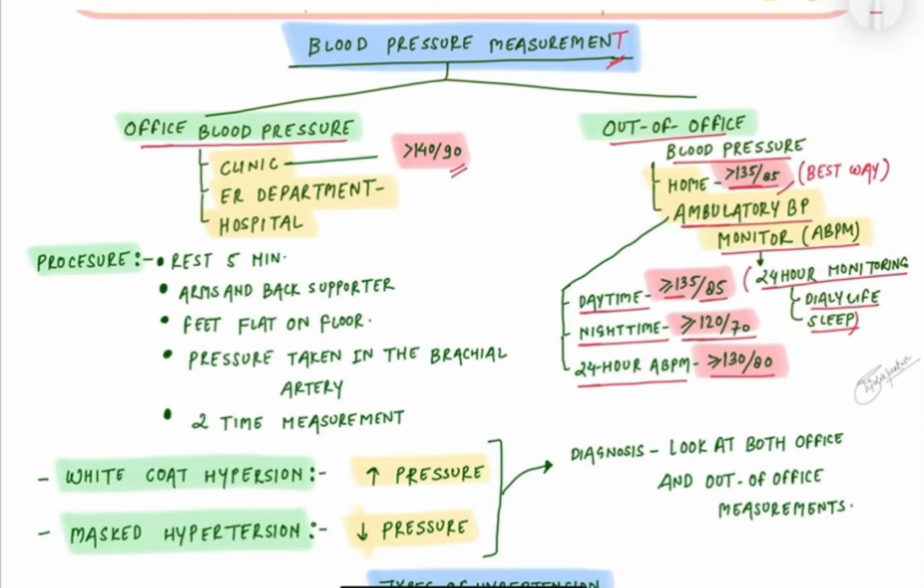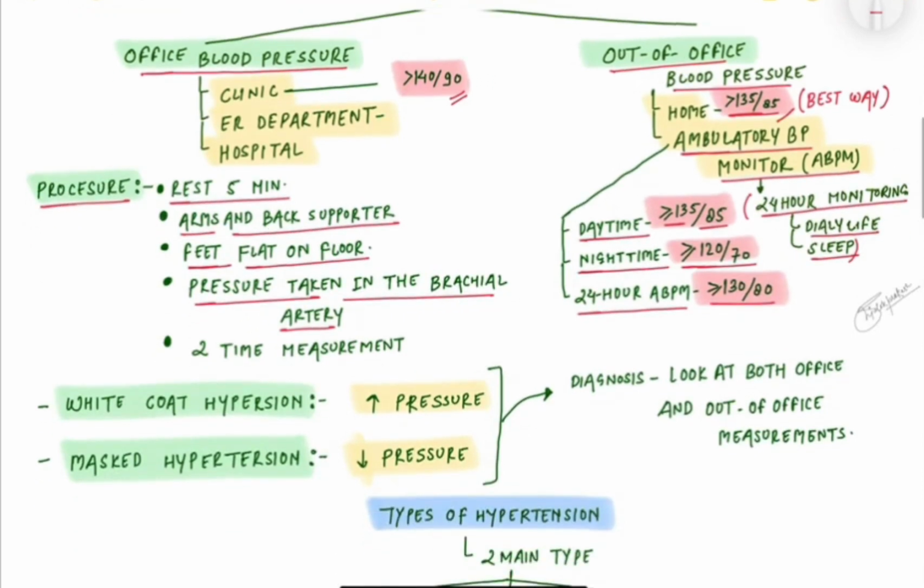Procedure for office blood pressure: minimum rest of 5 minutes, arms and back are supported, feet flat on the floor, pressure taken in the brachial artery, which is feasible and gives an accurate value, and two measurements are taken.